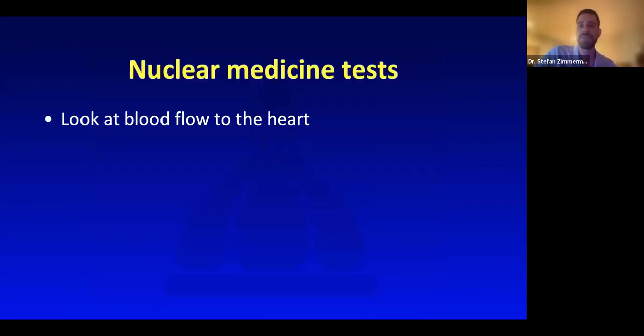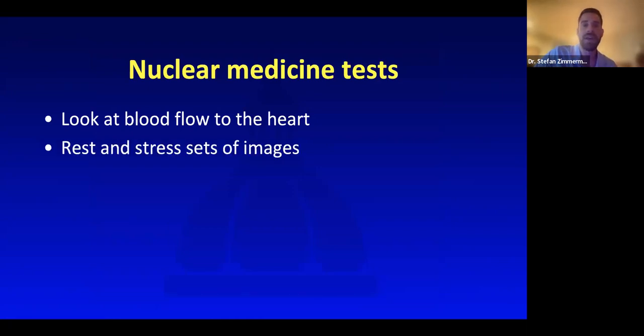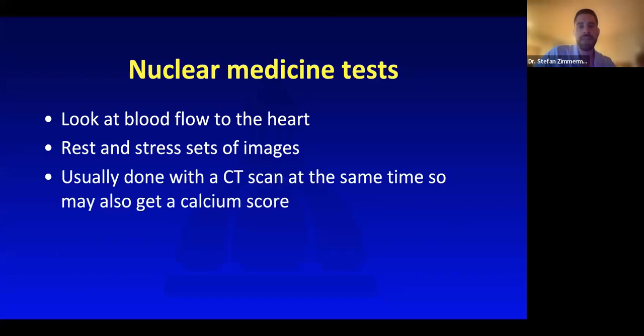So nuclear medicine tests in general are done to look for blood flow to the heart. And so this is really, are there areas of blockages that are causing trouble? You do rest and stress images, and I'm going to explain that a little bit better in a second. And also, usually for both the PET CT and the SPECT CT, which again are two different types of nuclear medicine tests, you usually do those with a CT scan.